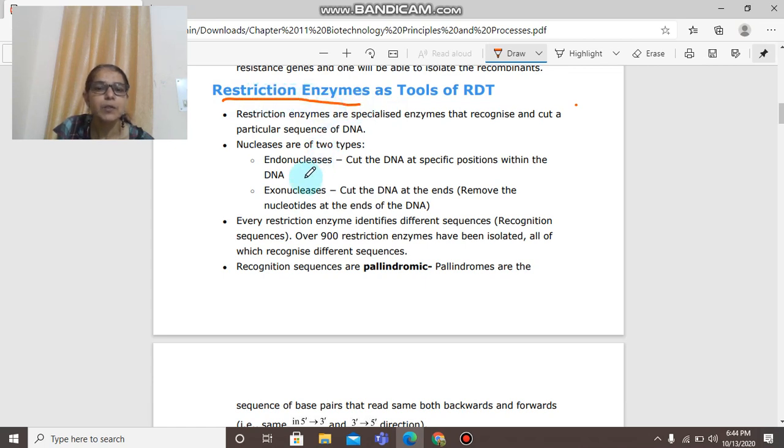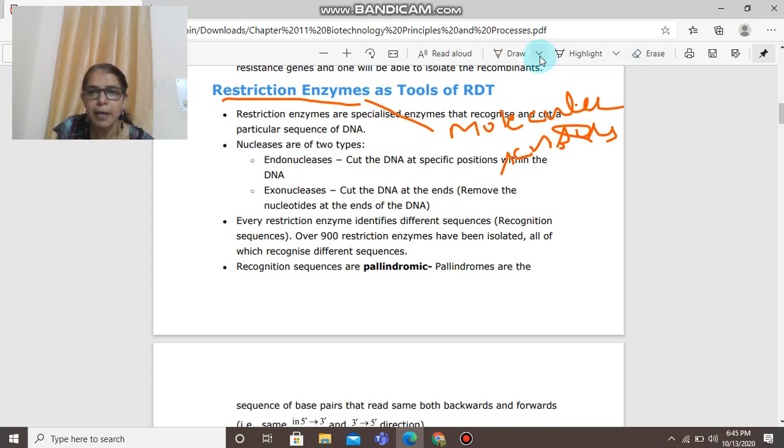Now what is the meaning of restriction enzyme? Restriction enzymes are also known as molecular scissors. What is the meaning of scissors? Scissors means this is the device that can cut a particular thing. So these are known as molecular scissors, means these are used to cut.